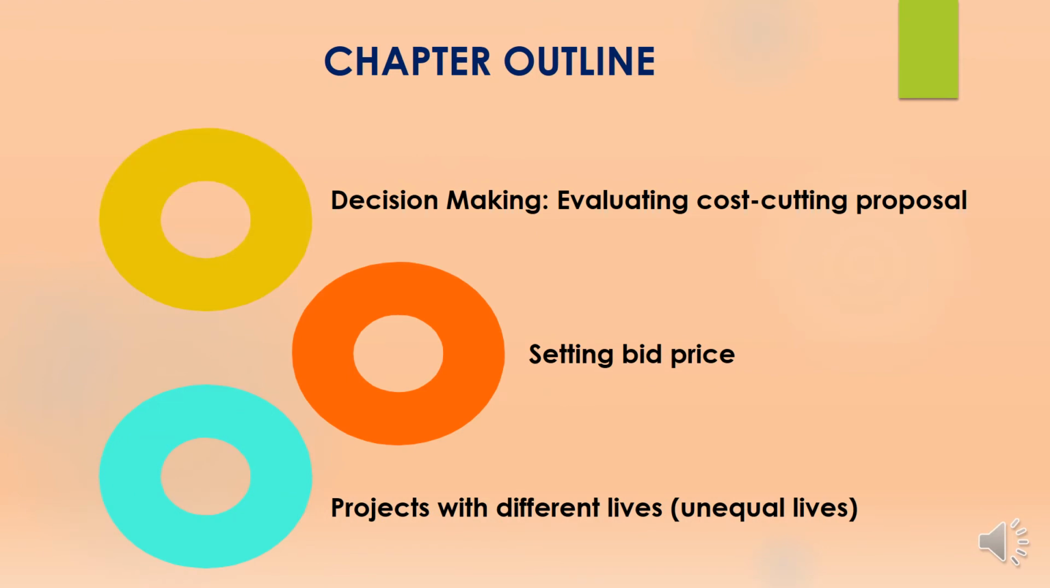Chapter outline of this chapter. In this chapter, you will learn three topics. The first one is decision making and evaluating cost cutting proposal. The second is setting bid price, and the last one is projects with different life, which is under unequal life.